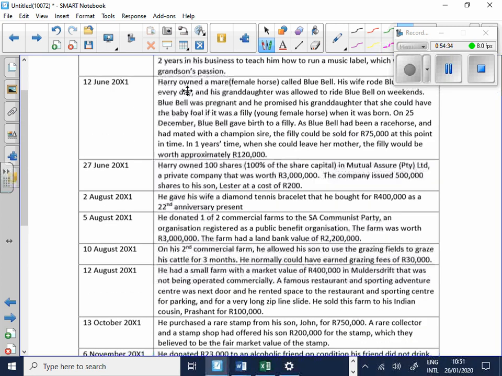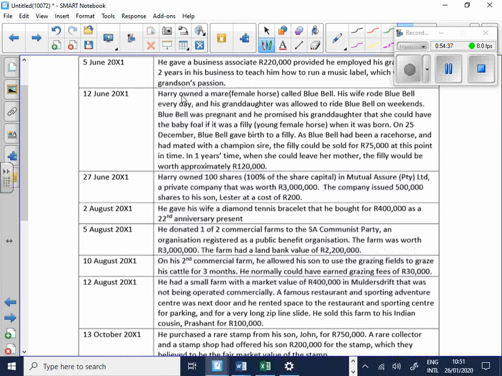12 June. Harry owned a mare, a female horse called Bluebell. His wife rode Bluebell every day. His granddaughter was allowed to ride her on weekends. Bluebell was pregnant, and he promised his granddaughter she could have the baby foal if it was a filly when it was born. Okay. Now, is that a donation? It could be if it's a girl. If it's a boy, he keeps it. So there's a condition attached. The donation only happens when a girl is born and he gives it to his granddaughter.